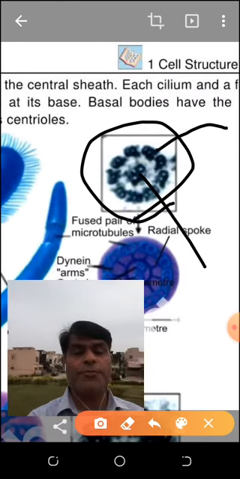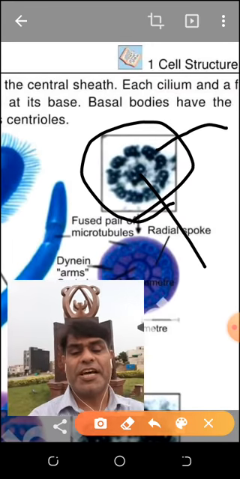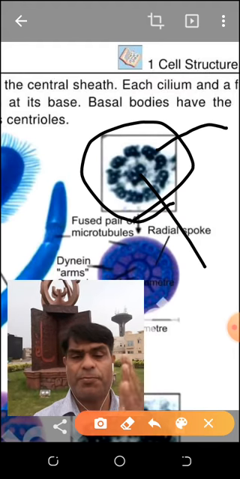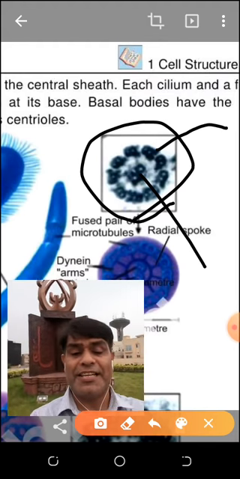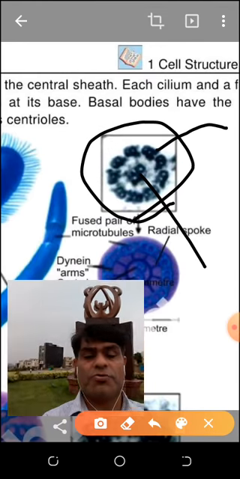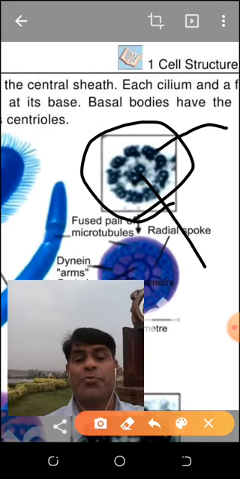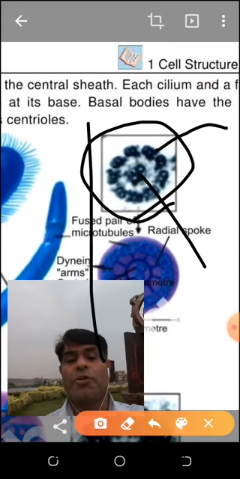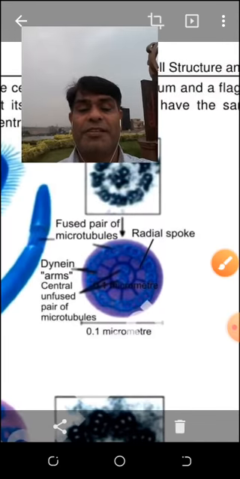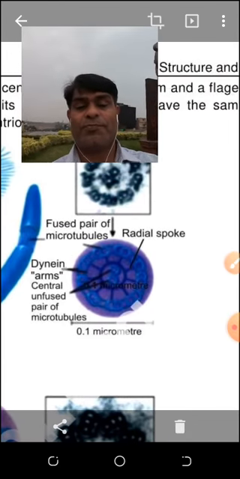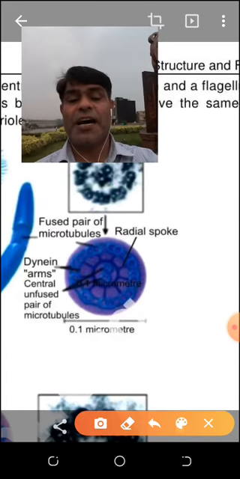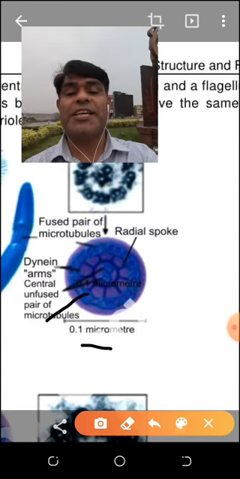The 9 peripheral fibrils are at the sides, and they are in the form of pairs. So these 9 doublet fibrils, one is the inner fiber, one is the outer fiber. They are attached with the dynein arms. Now the question is, where is the dynein arm? Yes, I just want to show you the dynein arms. The dynein arms are attached with the inner fiber.